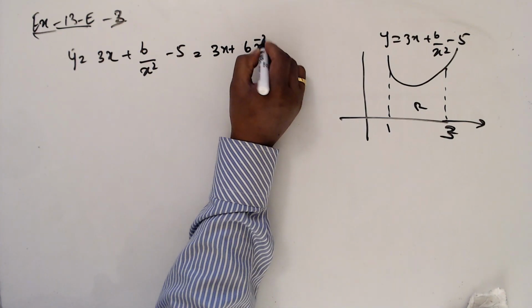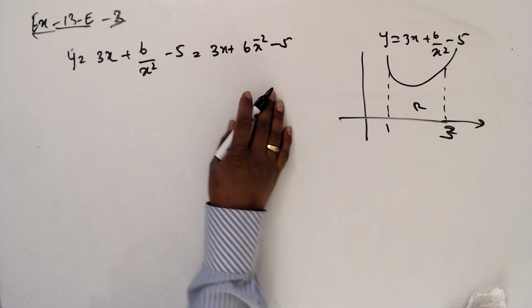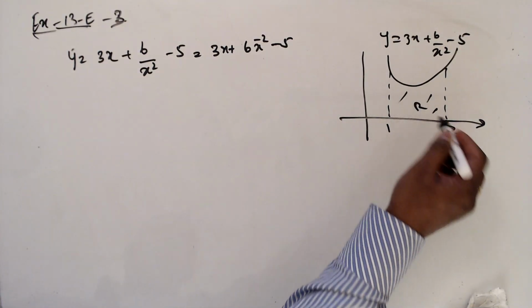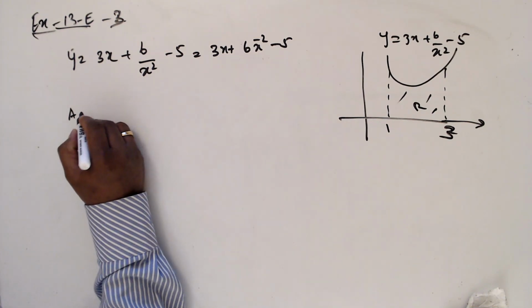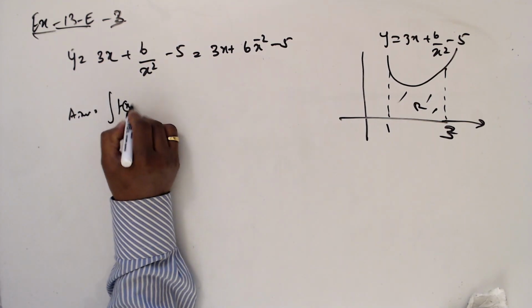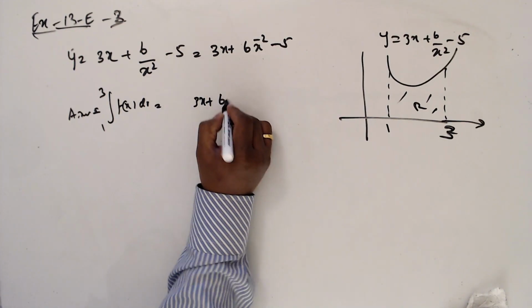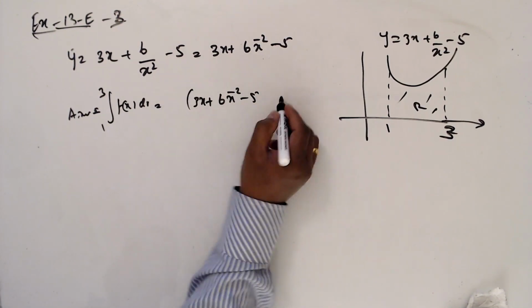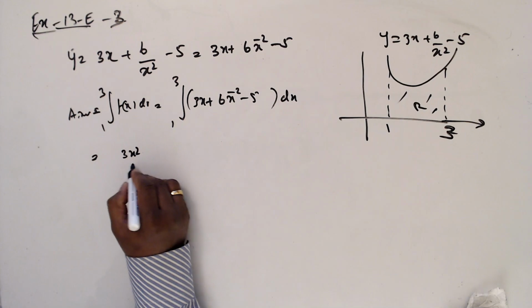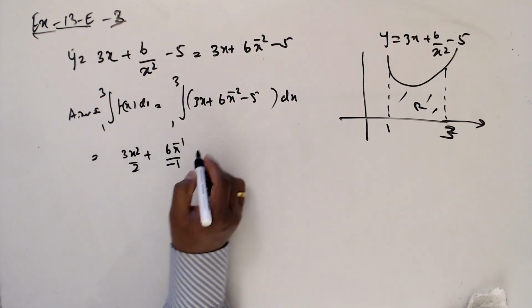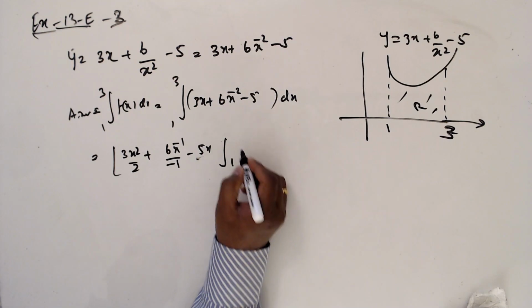3x plus 6x to the minus 2 minus 5. So this is question number 3, and it is clear that we want to find this area, and we have the boundaries, lower limit and upper limit. So area is f(x) dx from 1 to 3. 3x plus 6x to the minus 2 minus 5, 1 to 3 dx. So this is going to be 3x square over 2 plus 6x to the minus 1 over minus 1 minus 5x, from 1 to 3.